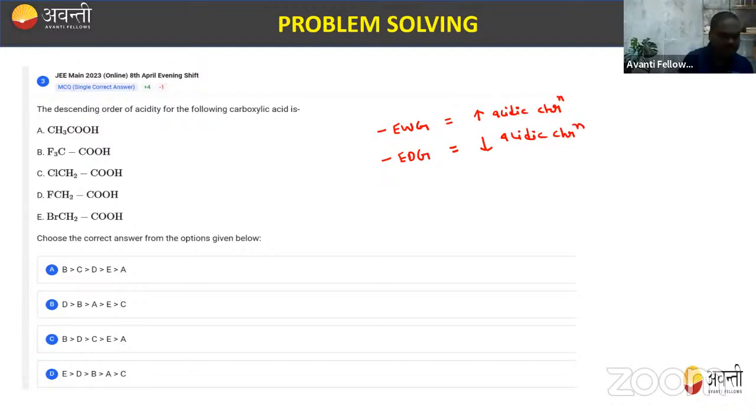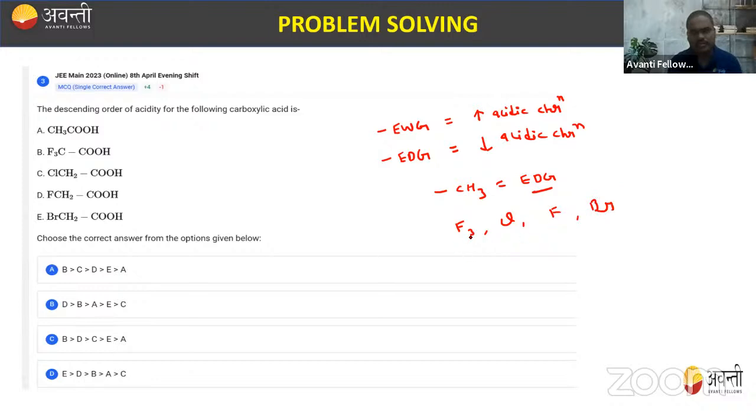Now, out of these five, we know CH3. So which one is an electron donating group and which one is an electron withdrawing group? How will you identify? CH3 is an electron donating group. Similarly, F3C is a strong electron withdrawing group. We also have Cl, F and Br.